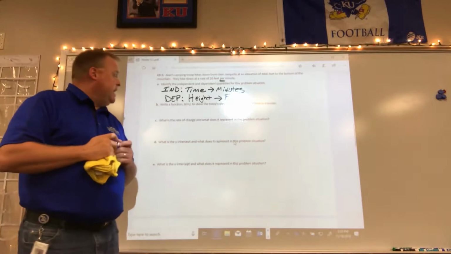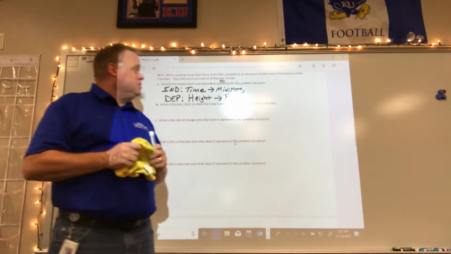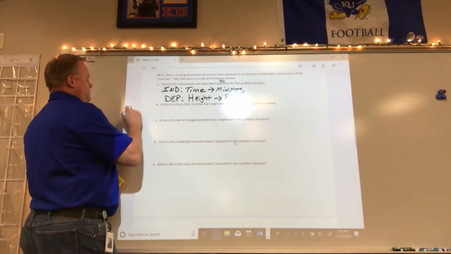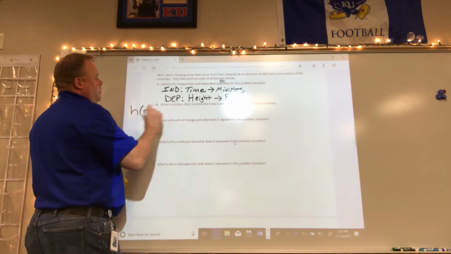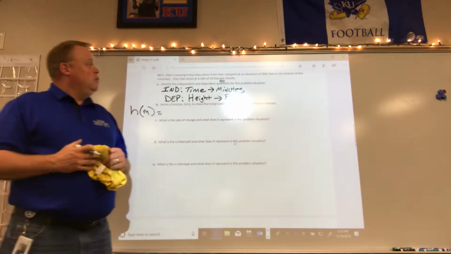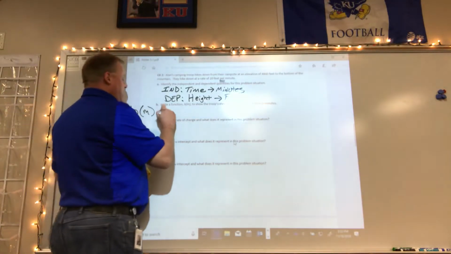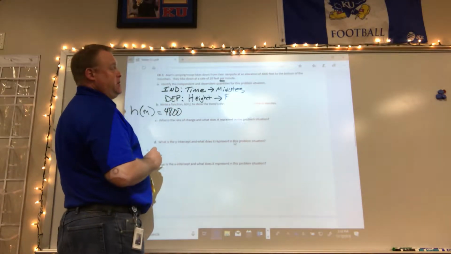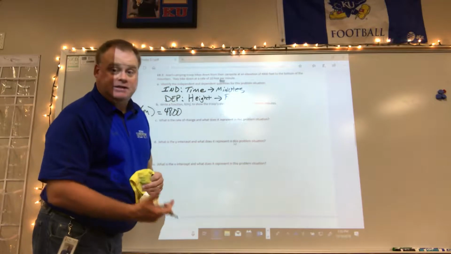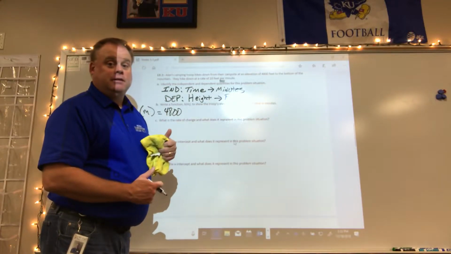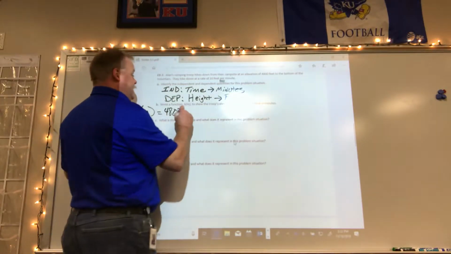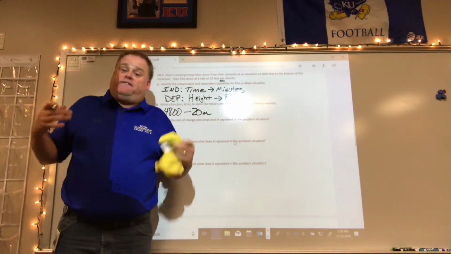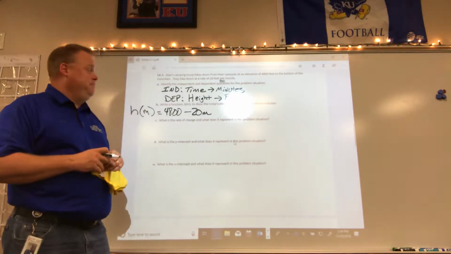Write a function, h of m, to show the troop's elevation as a function of time in minutes. So in terms of h of m, instead of y equals, where did I start? Well, I started at 4,800. How fast am I going down or up? That's right, down, which means it's negative. And I'm decreasing at a rate of 20 feet per minute, so negative 20 m.